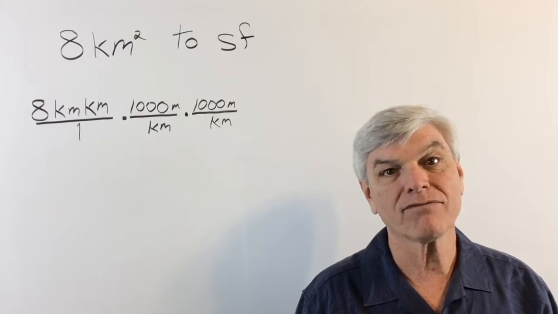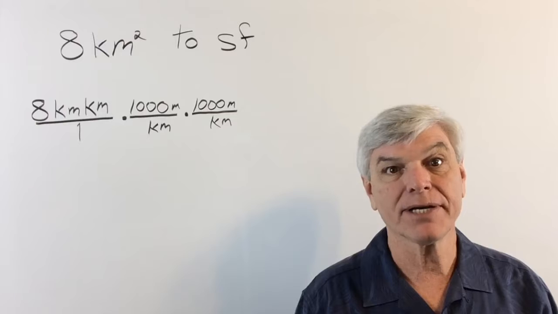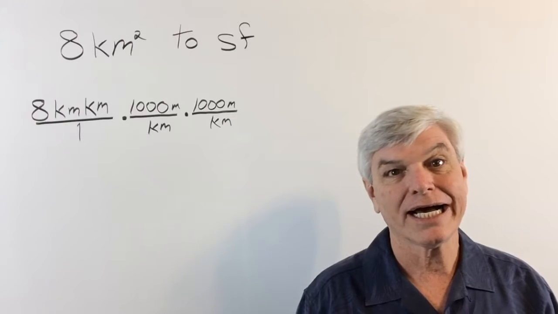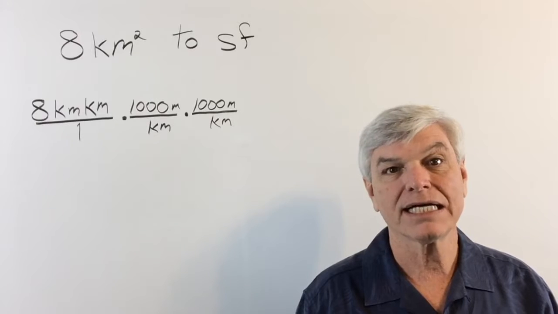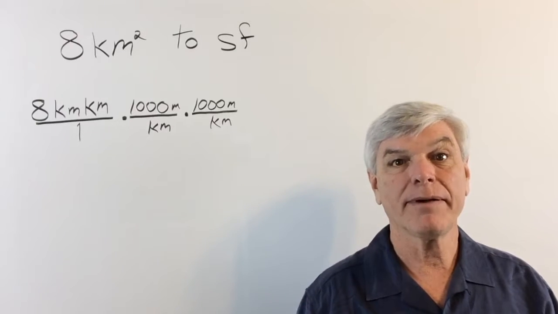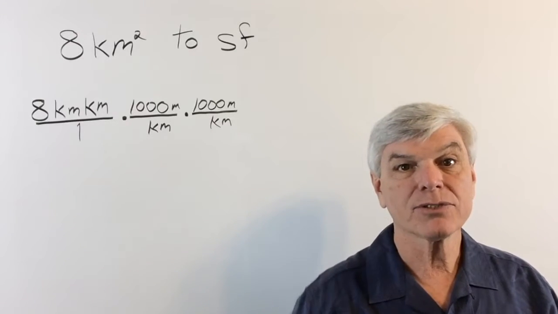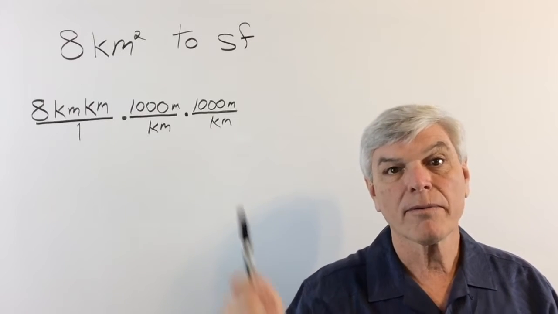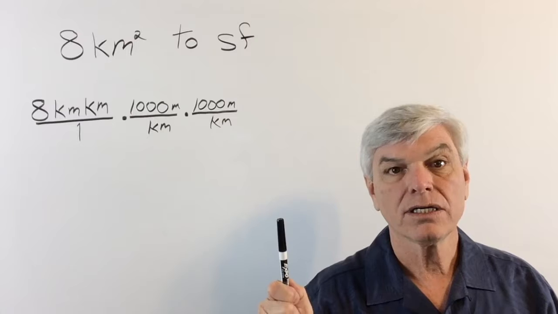Now you can write a 1 in front of that kilometer if that makes you feel better. I know a lot of people do that. I know a lot of books do that. I don't think it's necessary, but that's up to you. And you've got to remember, how many kilometers are we getting rid of? We're getting rid of 2, so we're going to have to do this twice. Remember, we're messing with squares.